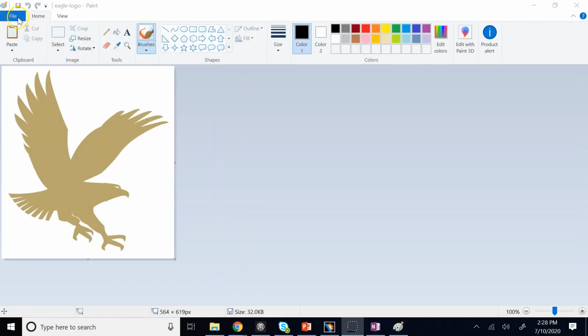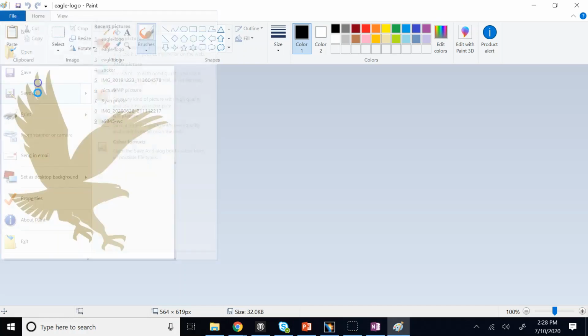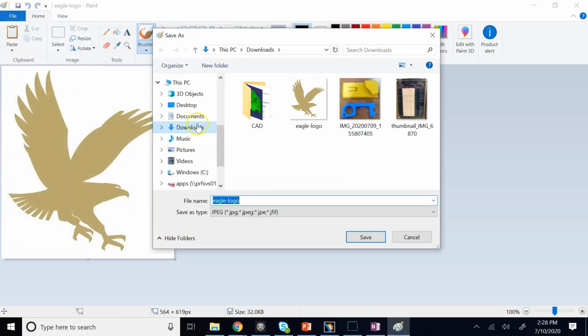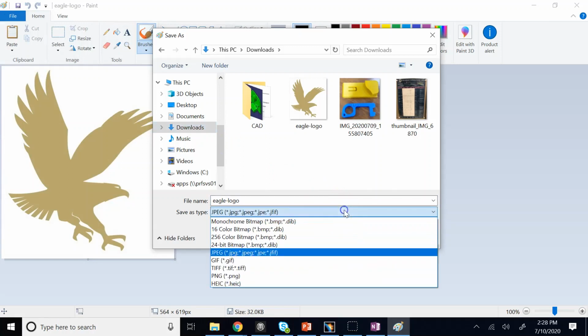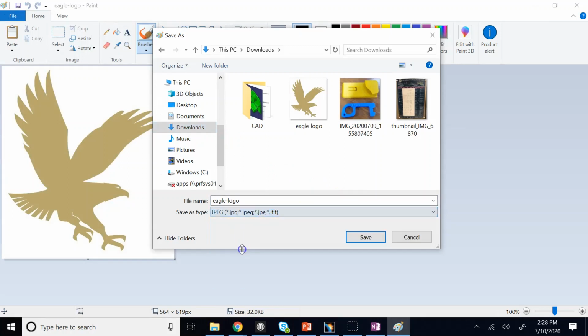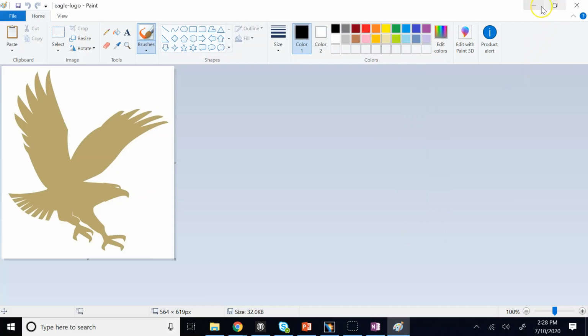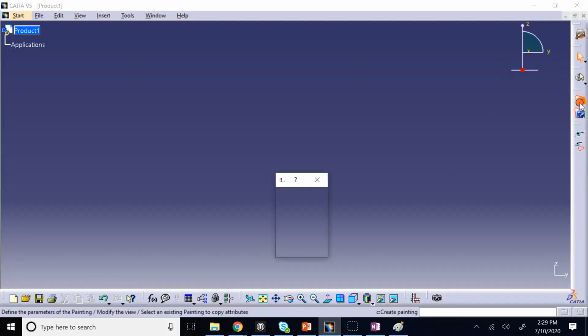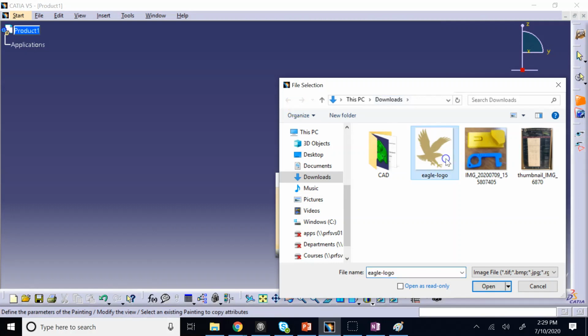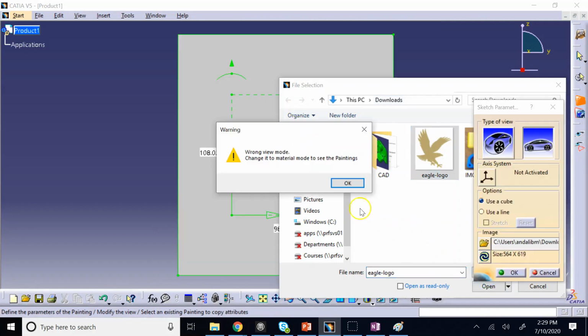So here I cropped it, and then I go under File and Save it as a JPEG image so that CATIA can read it. And then we go back to CATIA and reinsert it. So here we go to CATIA, click on this again. Now I can get the JPEG image.